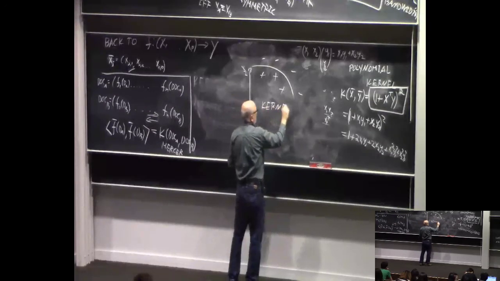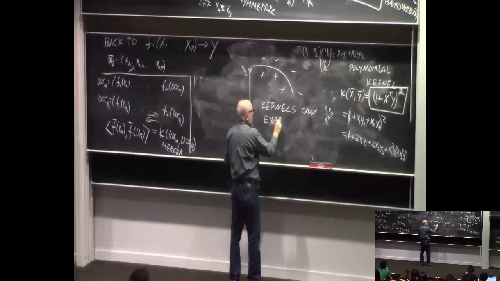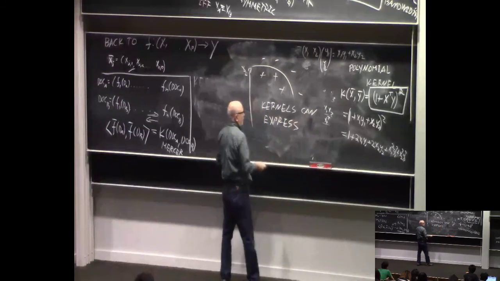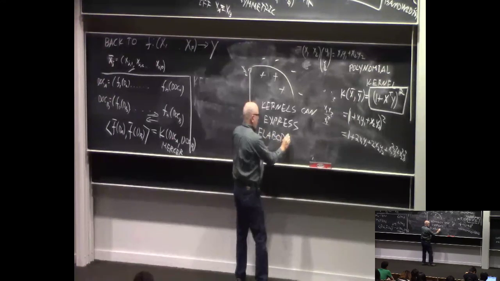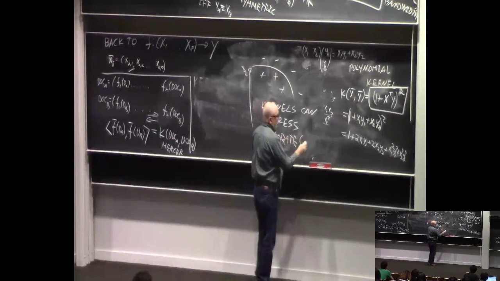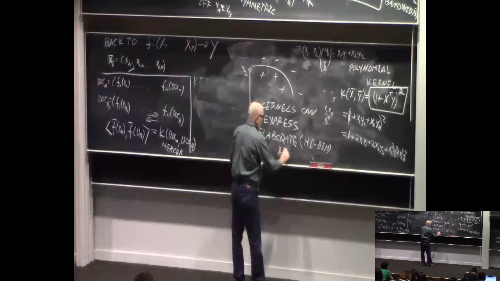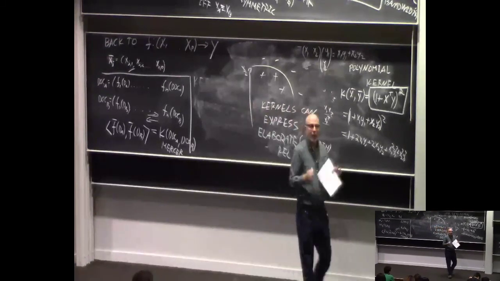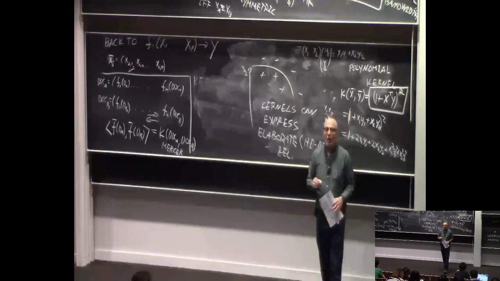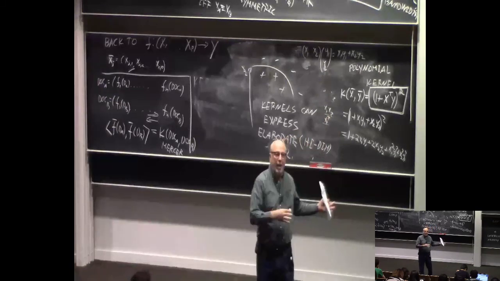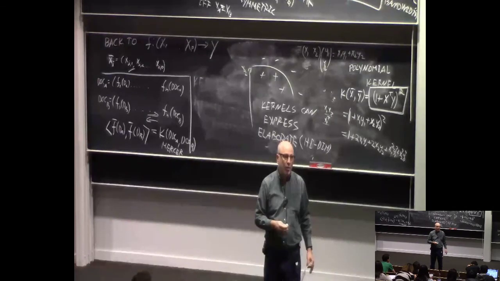Kernels can express elaborate, by this I mean typically high dimensional, relationships in a compact form. This very simple looking kernel has the same effect as mapping the data to a much higher dimensional space and then looking for a linear separation there.